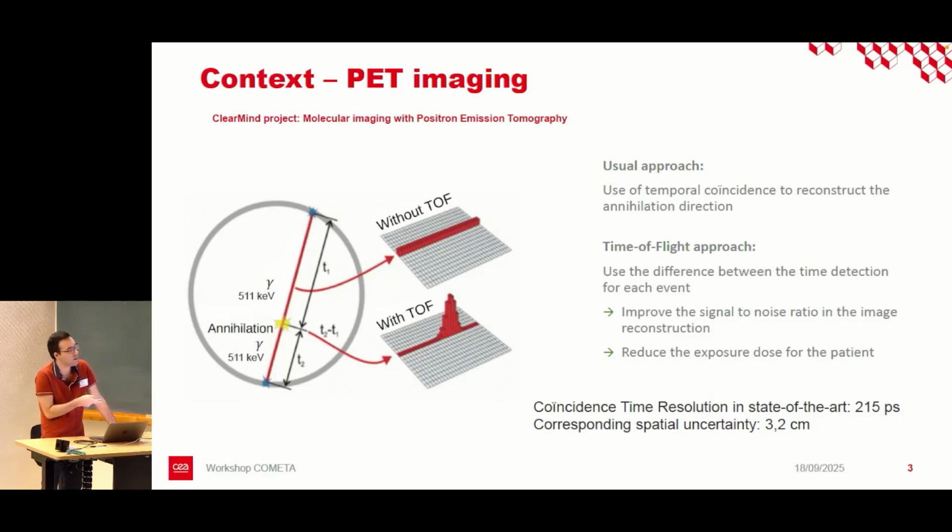The state-of-the-art coincidence time resolution is 215 picoseconds. It corresponds to a spatial uncertainty of 3.2 centimeters, event by event. This means that this Gaussian is 3.2 centimeters, which seems quite nice, but the problem is that 3.2 centimeters can be the size of an organ, so it's not so precise. What we would like to do is to achieve one order of magnitude reduction of the time resolution, which will correspond to one order of magnitude for the spatial uncertainty, so about 3 millimeters.